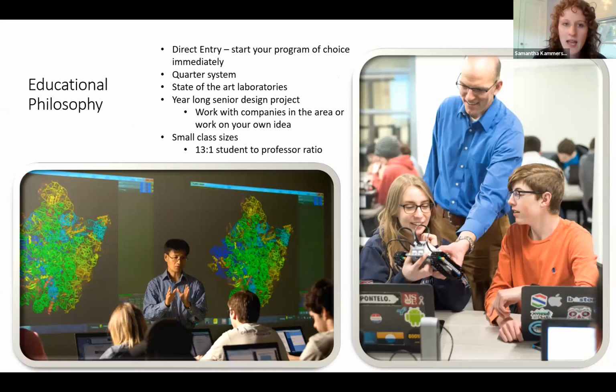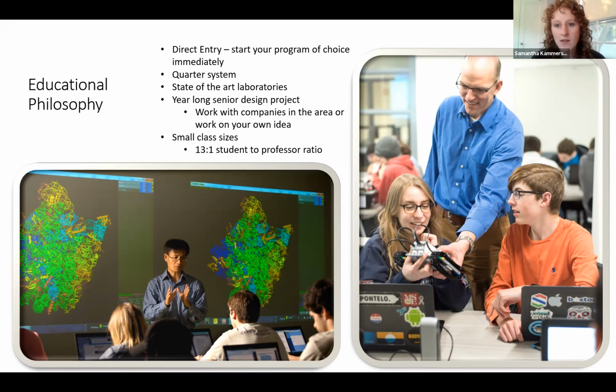These next two slides really have the most important reasons why you would want to choose MSOE over any other institution. So the first thing is we are a direct entry school. So what that means is you start in the program of your choice immediately. So even as a transfer student, you may have taken some classes elsewhere that were in your program field. But when you come to MSOE, you're also going to start in those major specific classes right away.